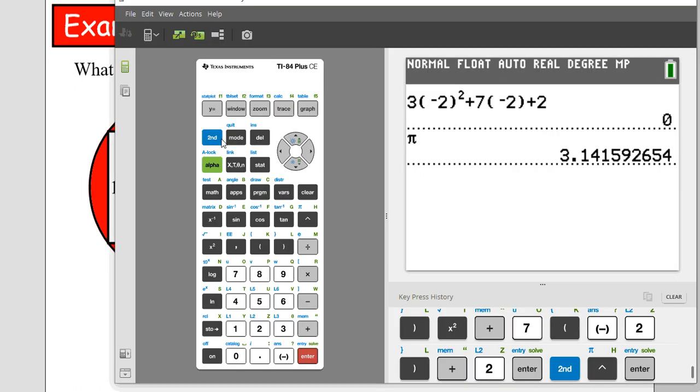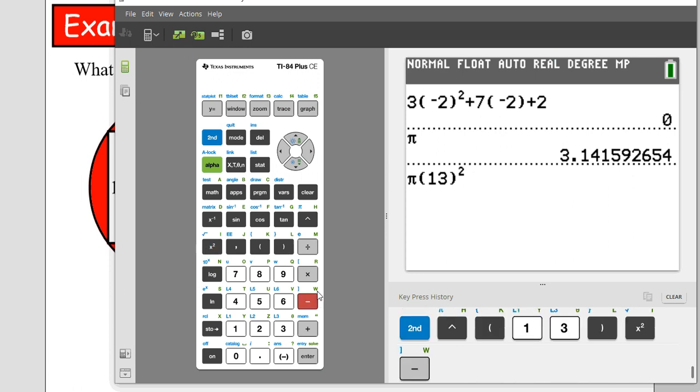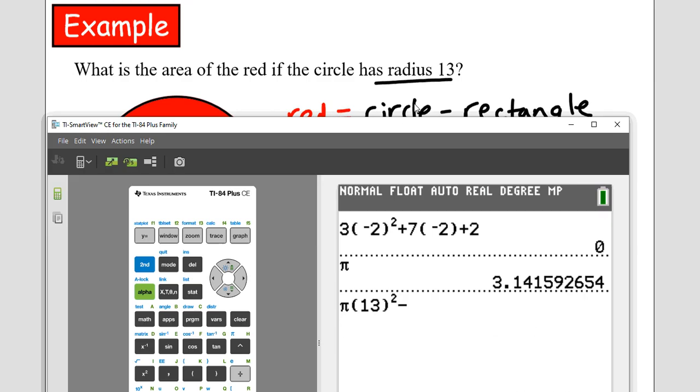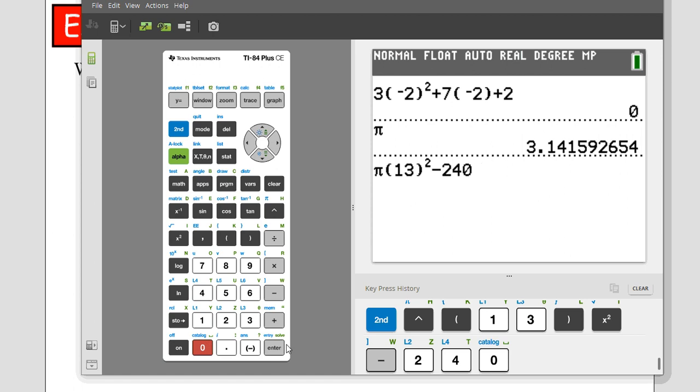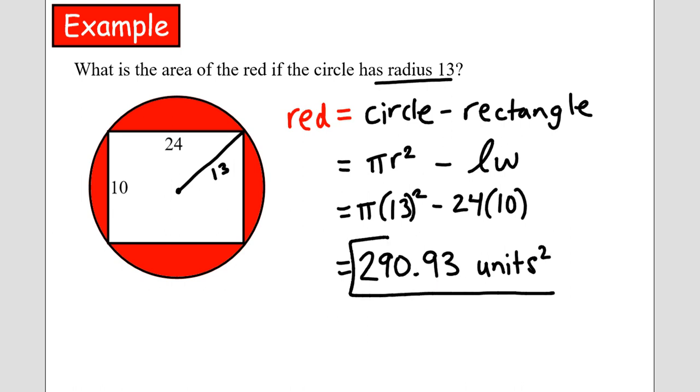So I grab my calculator, pi times 13 squared, subtract 240, because that's what 24 times 10 will be. I get 290.93. In my units, it doesn't tell me, so I should just write units squared, or you could do u squared if you want to. But you need to include units. So if they told you this was feet, you'd say feet. If it was centimeters, you'd say centimeters. Whatever, millimeters, whatever it's being measured in. That's how you would do the first one.